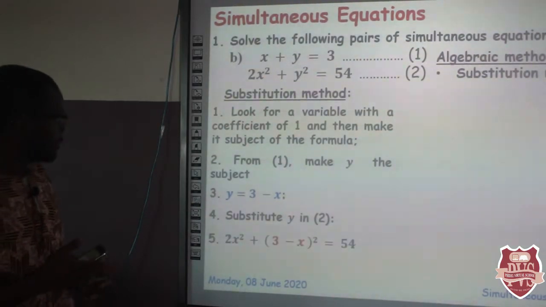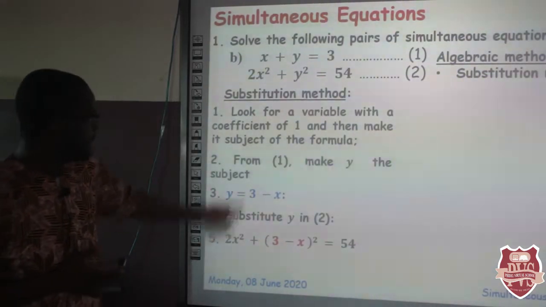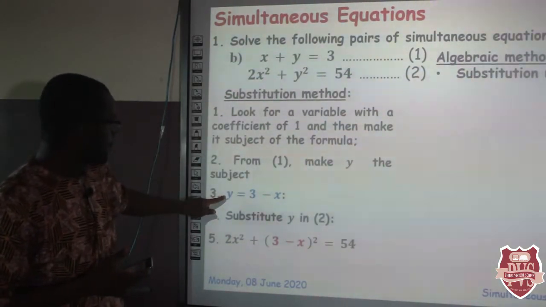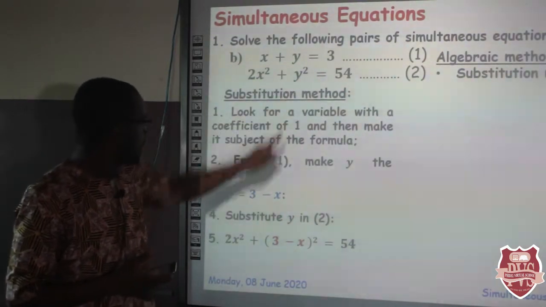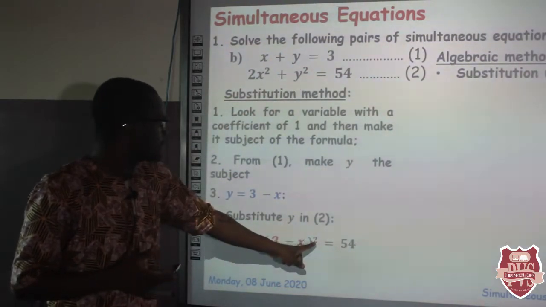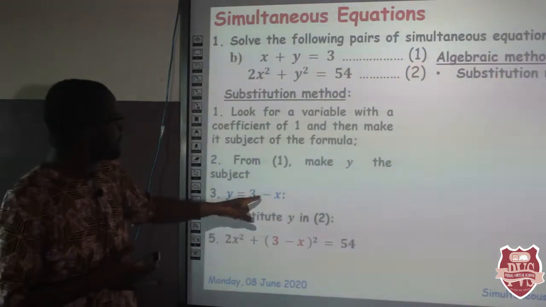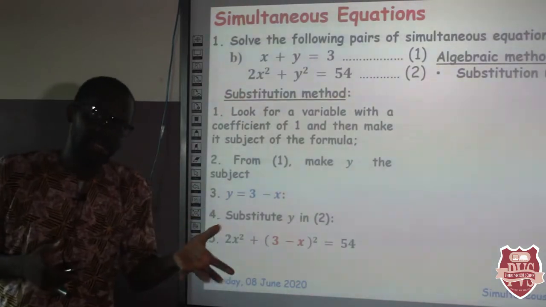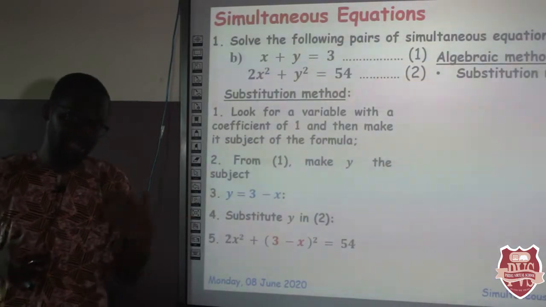And so in step 5, equation 2 is 2x squared, which is the first term, and then plus y squared. The y will now be replaced with 3 minus x, with the square on the outside, and that is equal to 54. So we are substituting 3 minus x for the y in equation 2. The whole idea is for us to have just one unknown, x, and that way it's easier to solve.